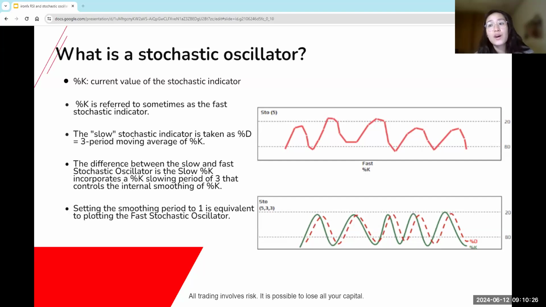The difference between the slow and fast stochastic oscillator is the slow K, which incorporates a K slowing period of 3 that controls the internal smoothing of K. So setting the smoothing period to 1 is equivalent to plotting the fast stochastic oscillator. The fast stochastic oscillator is basically your K line that we mentioned earlier.